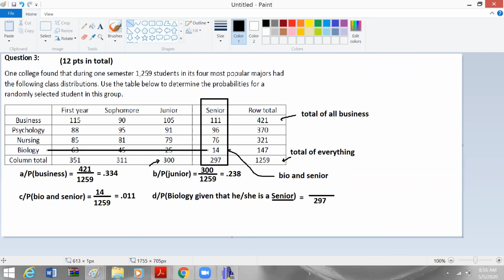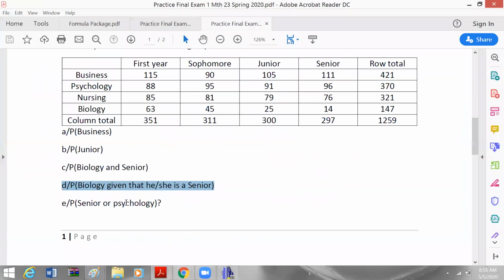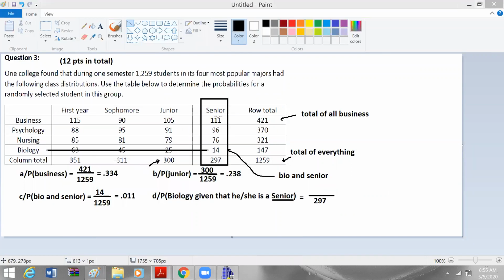Let me see the last column. It'd be senior or psychology. It doesn't matter. Okay. So this question is relatively hard, so we're going to point the fingers right there. This is a heavy error, so we need to look at the senior first. That'll be 297. And then the biology, that'll be 14 over 297.